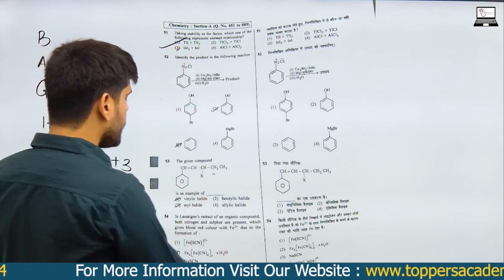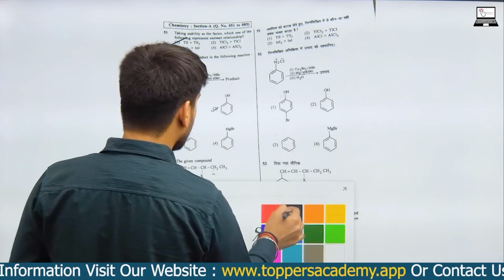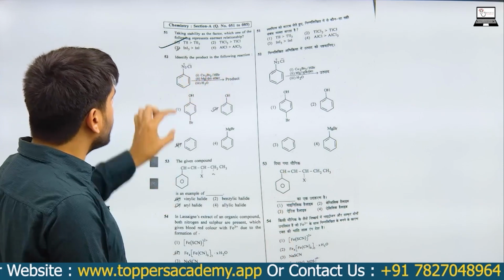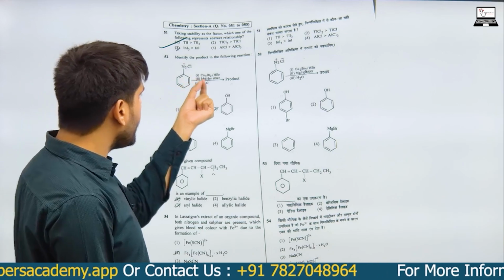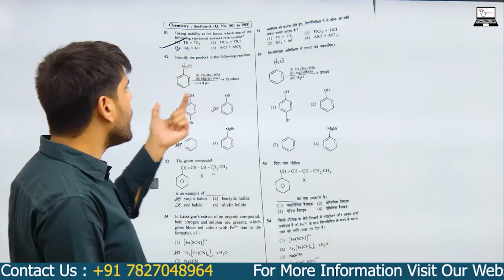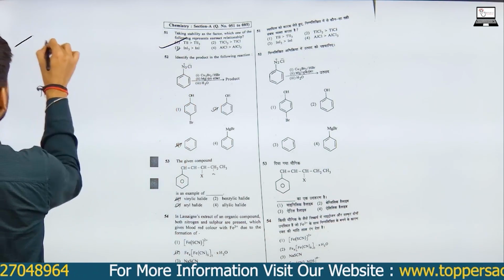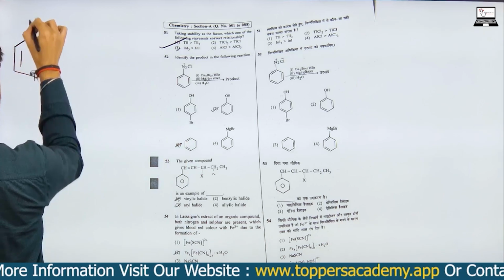Now, if you see the second question, it says, identify the product in the following reaction. Now, this is your benzene diazonium salt. The first reagent is Cu2Br2 in the presence of HBr. We know that this is your Sandmeyer reaction, and the product is bromobenzene.